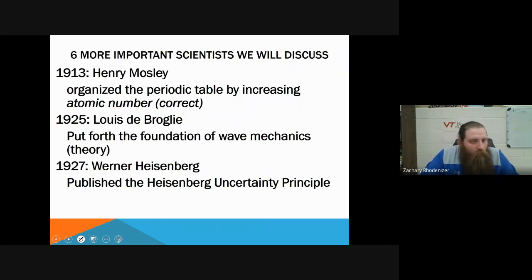That was a big deal. Louis de Broglie, we talked about, did the wave mechanics and the fact that electrons move as both particles and waves, the dual nature of particles. Werner Heisenberg did the Heisenberg uncertainty principle.